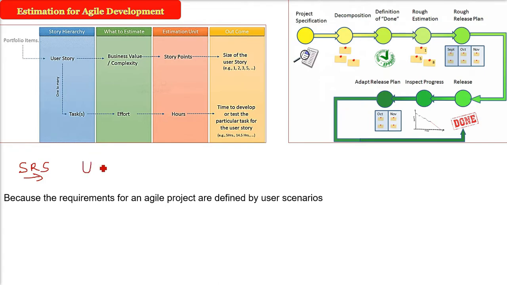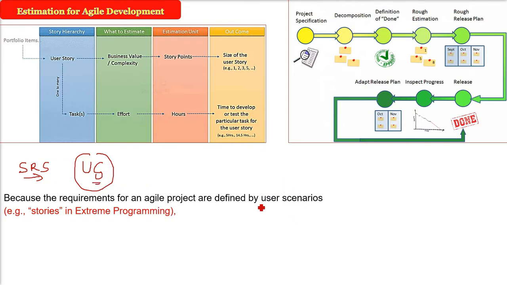Normally we don't make the SRS like we do in the waterfall or spiral, etc. So you have to actually go for user stories, user scenarios. In extreme programming we call it user stories. In Scrum we call it backlog, etc. So these are the extreme programming stories. You just assume them to be user scenarios.